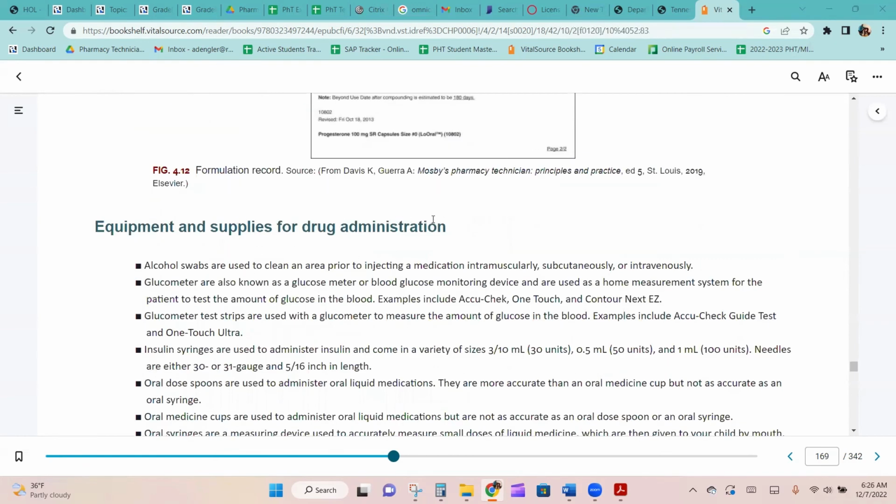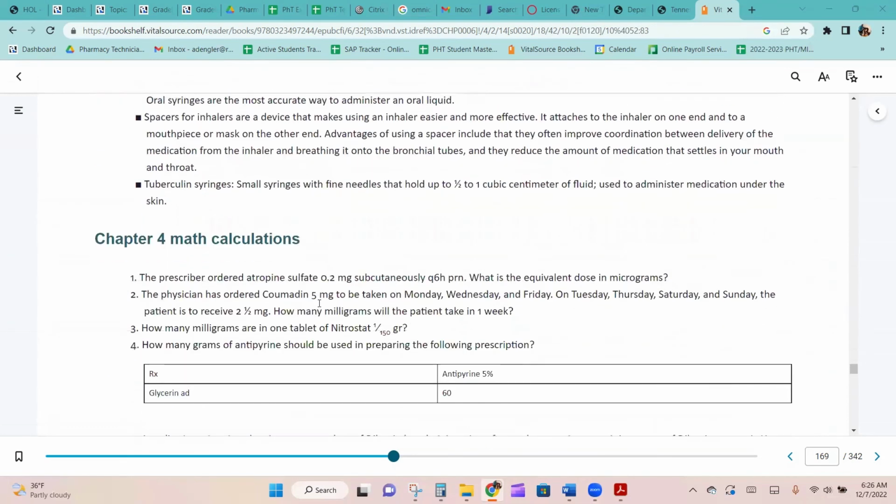So equipment and supplies for drug administration. Alcohol swabs are used to clean an area prior to injecting a medication intramuscularly, subcutaneously, or intravenously. Glucometers are also known as a glucose meter or blood glucose monitoring device and are used as a home measurement system for the patient to test the amount of glucose in the blood. So you can read through all of those.